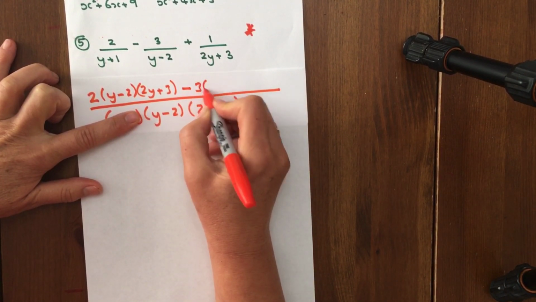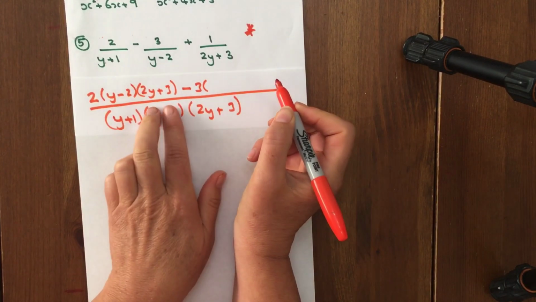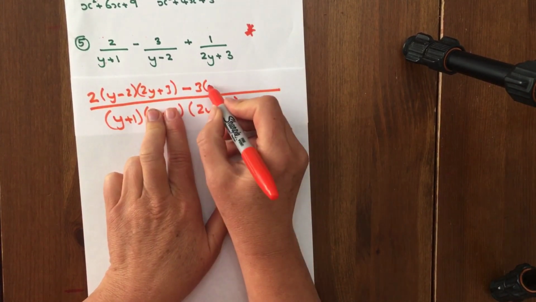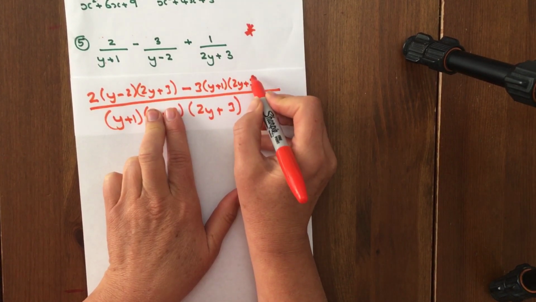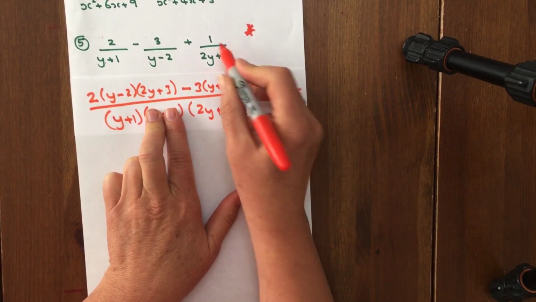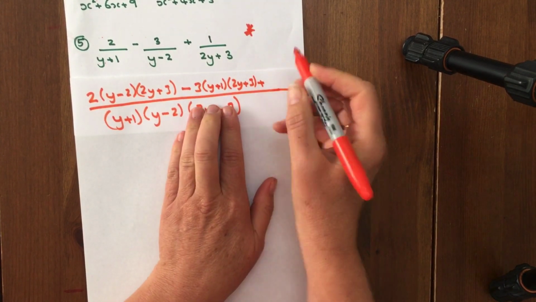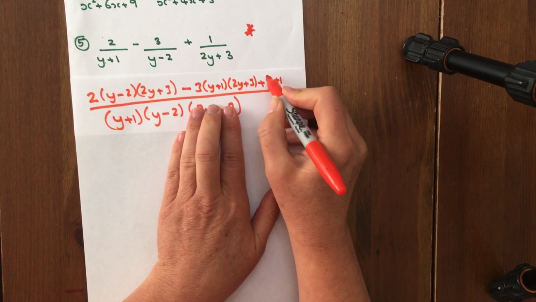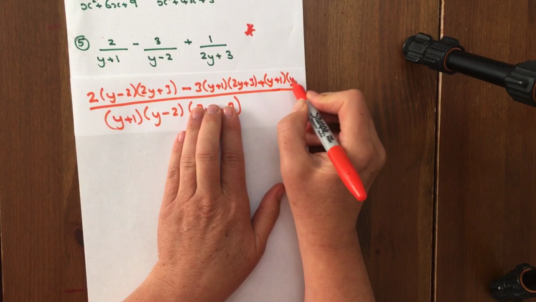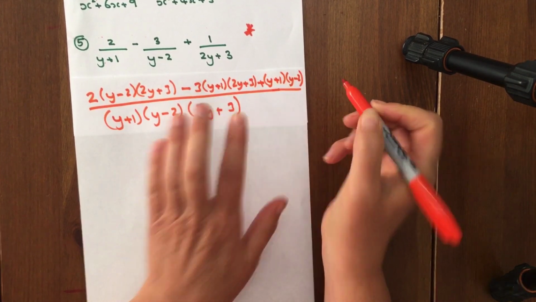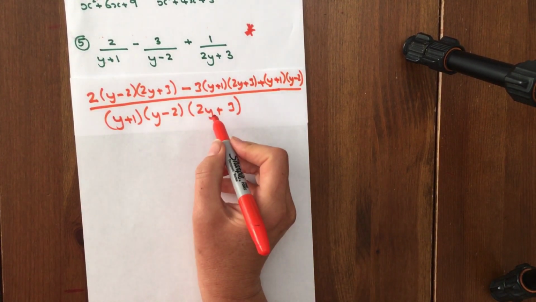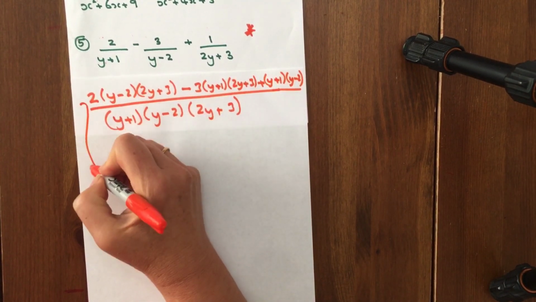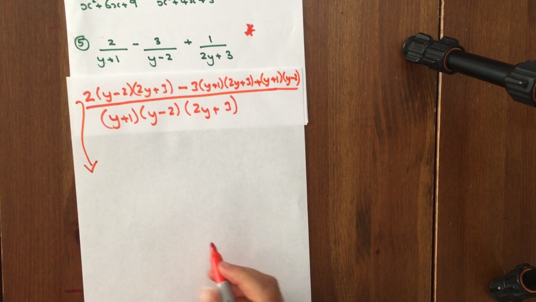Minus 3 lots of. Right, cover up my y minus 2. Y minus 2 goes into the denominator, y plus 1 times 2y plus 3. Hope I don't run out of room here. Plus 1 lot of, well, it goes in this many times. Y plus 1 times y minus 2. Right, now we've just got a lot of multiplying to do and tidying up. I'm not going to keep on writing the denominator each time because that just gets annoying. So I'm just going to look now at the numerator.